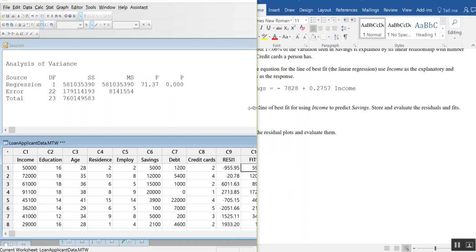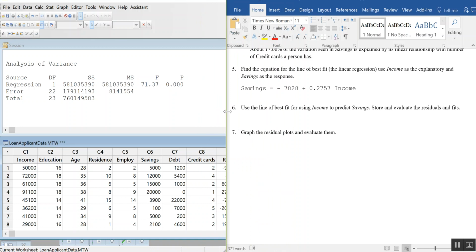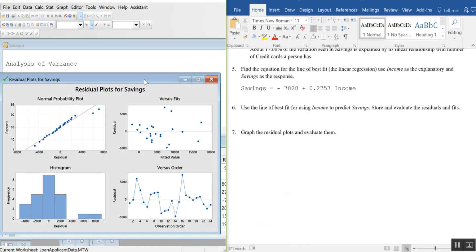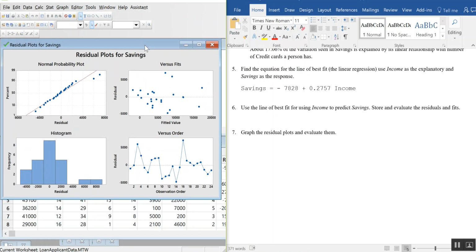I'm going to move this back over. And then I'm going to pull up my 4 in 1 plot. If you ever lose a graph, here's the way to get it. You hit the Windows key and you'll see a lovely list of things. I want the residual plot. All right, so there are a couple things we want to be looking at here.